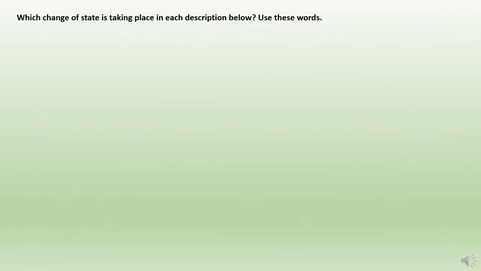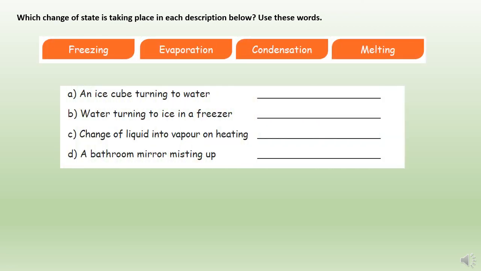Okay. Which change of state is taking place in each description below? Here are the examples given. We need to choose from them. A. An ice cube turning into water is melting. Water turning to ice in a freezer, freezing. Change of liquid into vapor on heating, evaporation. A bathroom mirror misting up is condensation.